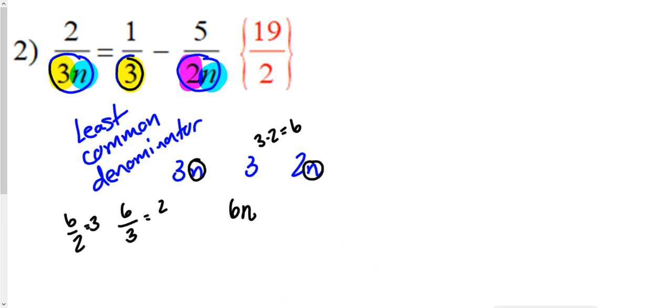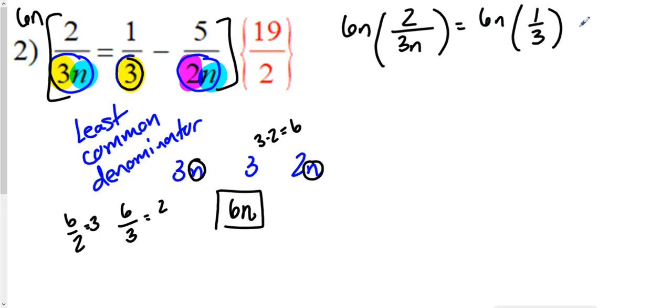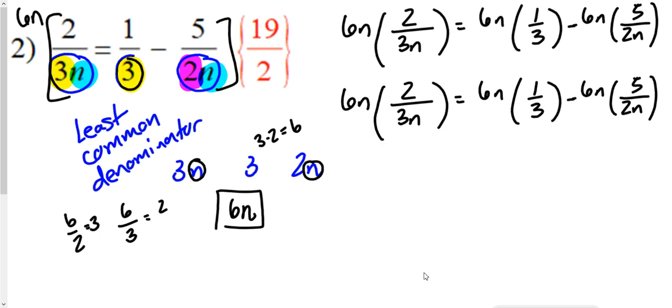So what I'm going to do is multiply each one of my terms in my equation up here, the entire equation, by 6n. I'm going to take 6n times 2 over 3n equals 6n times 1/3 minus 6n times 5/2n. Now I rewrote what I had above so that when I start canceling out and simplifying terms, you can see what we started with above.